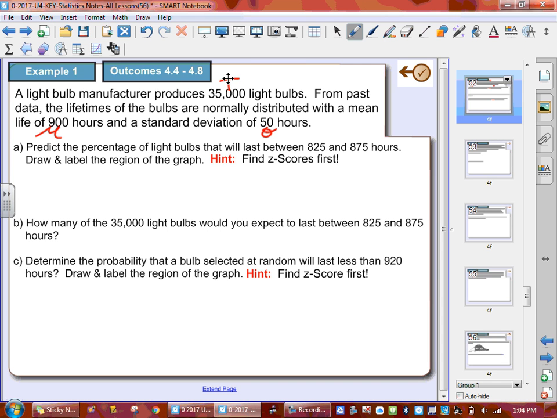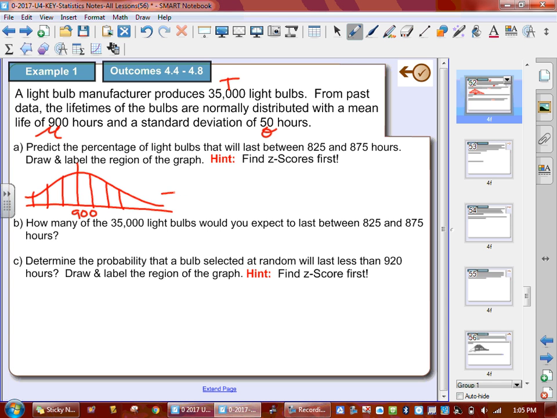So if I want to find on this graph, we need to find out where it would be located. So if my mean is 900, and I'm going up and down by 50s, where are these two numbers located, 825 and 875? Are they to the right of the mean or are they to the left of the mean? They're to the left of the mean. They're numbers that are lower than 900. So because they're numbers that are smaller than 900, that means that their z-scores are going to be negative numbers. Because they're going up by 50s, right? For every number you go up and down by.